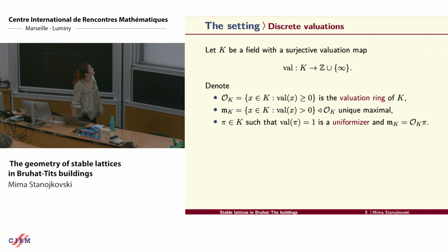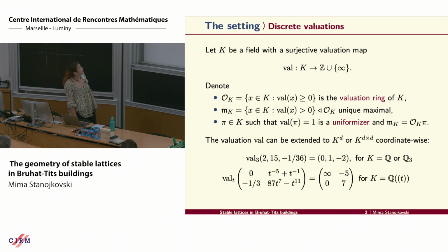So let's start with the setting. K throughout the talk will be a discretely valued field. O_K will denote the valuation ring, which consists of the elements of non-negative valuation. It is a local ring with unique maximal ideal given by the elements of positive valuation. And then we fix a uniformizer, so an element of valuation 1 that generates the maximal ideal, and all the other ideals will be powers of this maximal ideal.